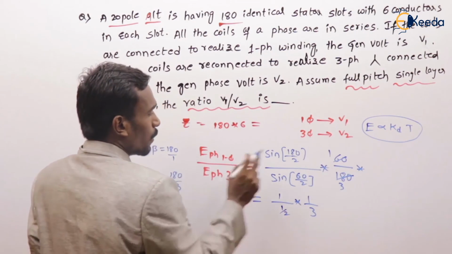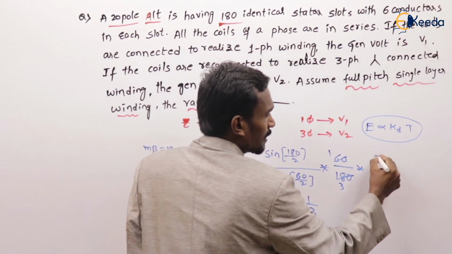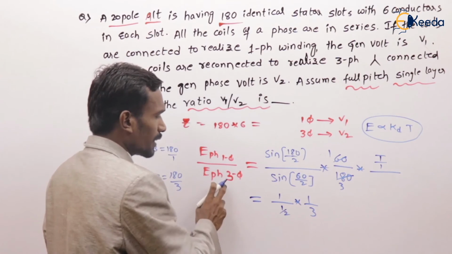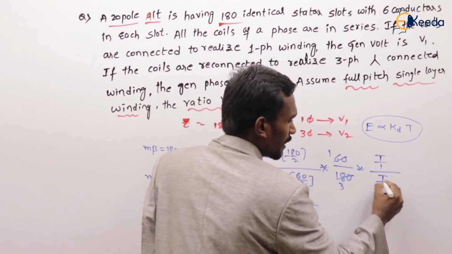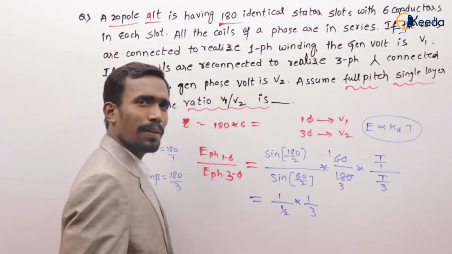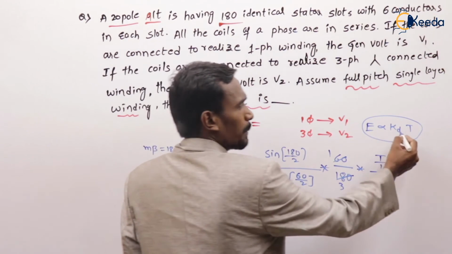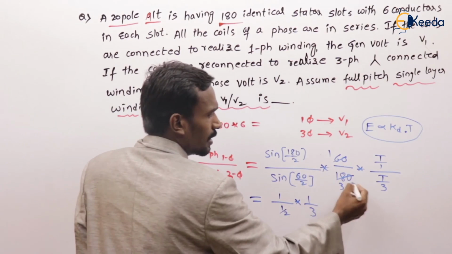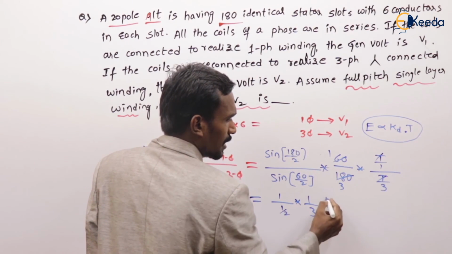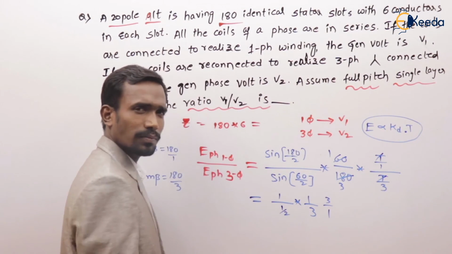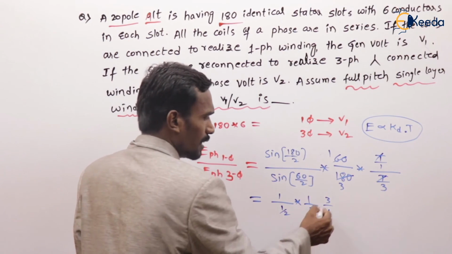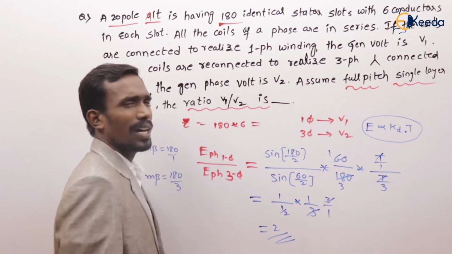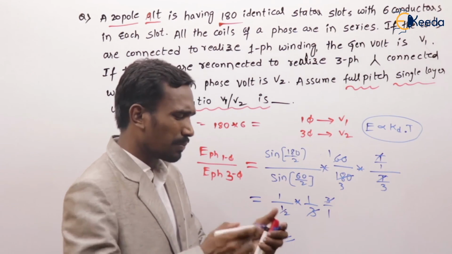Now tell me, what is the number of turns for this? For the single phase it is T by 1. And what is the number of turns for this? T by 3. EMF is directly proportional to Kd into T. So tell me, what is the answer? This T gets cancelled, it is 3 by 1. So what is the answer? 3 gets cancelled. So our answer is 2. Very simple question.